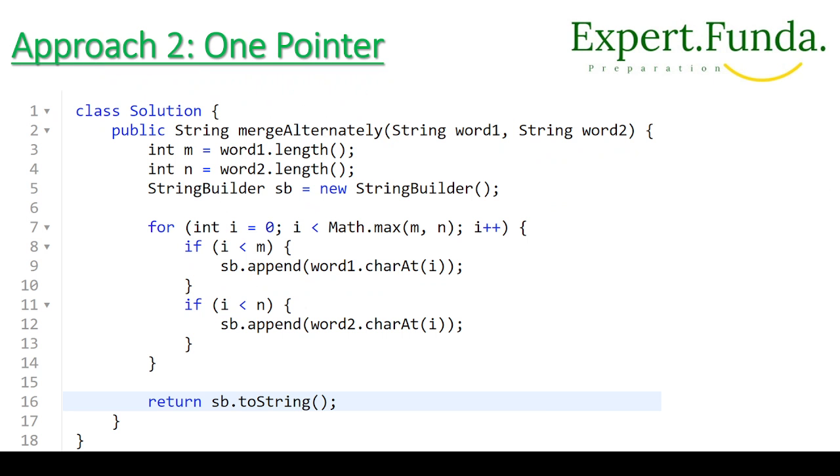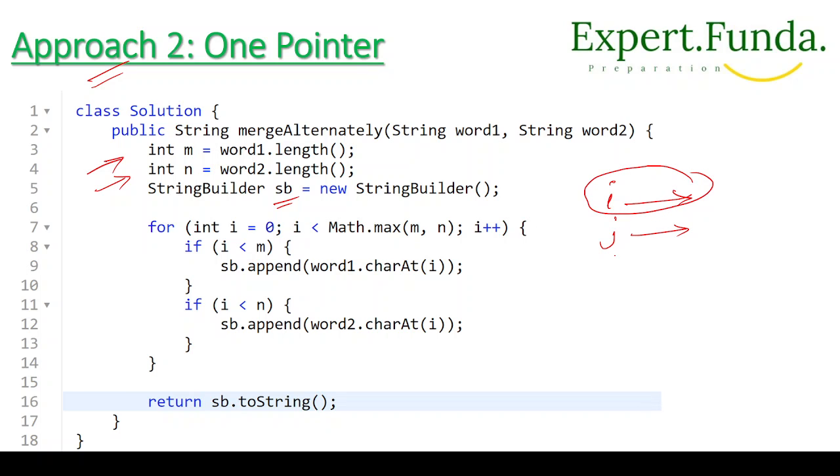Okay, now coming back to the pointer thing, right? Let's understand, previously we used 2 pointers, now we will use 1 pointer. How are we understanding the pointer, let's understand. First we have word 1 with length m and word 2 with length n. We will have our StringBuilder. Previously we were moving both i and j, right? This time we'll move only i.